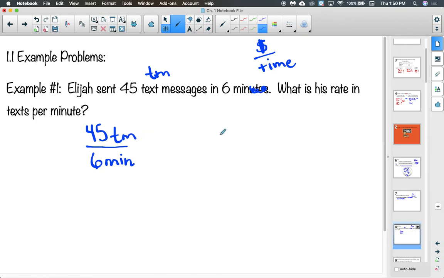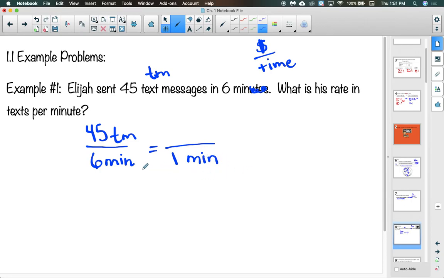Now my job is to take this rate and turn it into a unit rate. And some of you are probably asking yourselves, hey, do I have to write text messages and minutes? Yes, you do, because that's what makes it a rate. So please make sure you're writing your words, your units, in the problem, because that makes it a rate. So now I need to turn this into a unit rate, and a unit rate has a 1 in the denominator. So we want to solve for how many text messages Elijah can send in 1 minute.